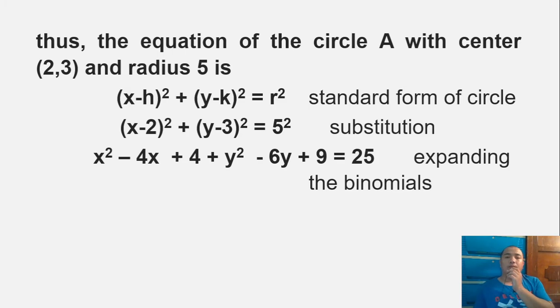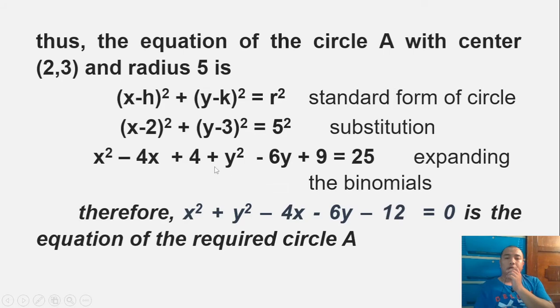Okay, since we are in the general form, let's expand the binomials here. x squared minus 4x plus 4. But I can accept your answer as x minus 2 quantity squared plus y minus 3 quantity squared equals 25. Pwede yun, standard kasi yun. Pag general form naman ito, x squared minus 4x plus 4 plus y squared minus 6y plus 9 equals 25.